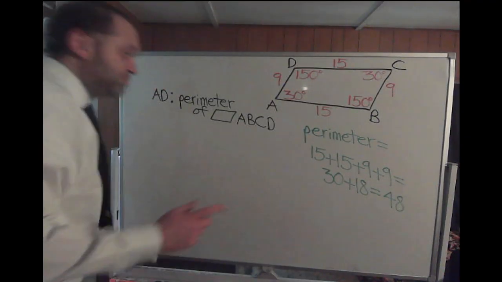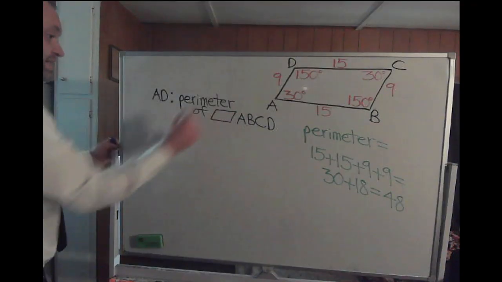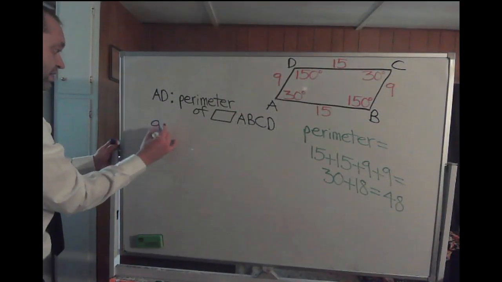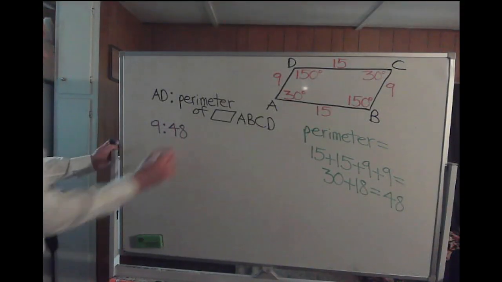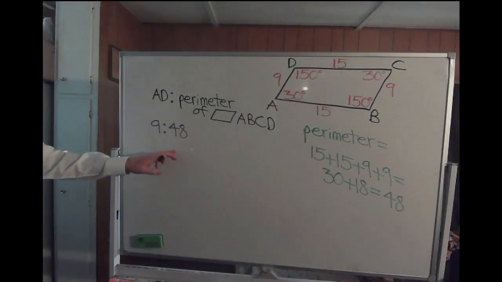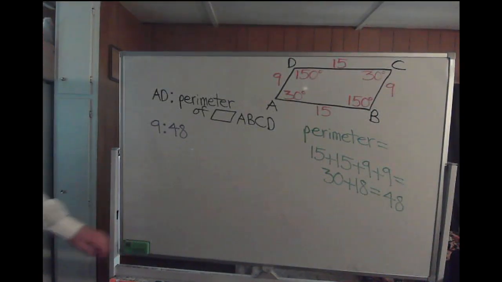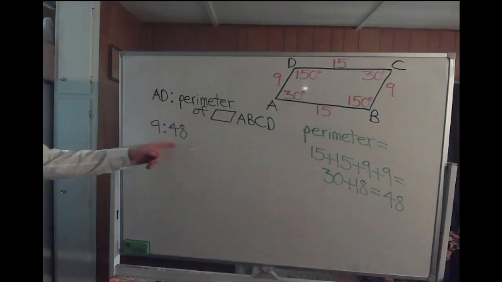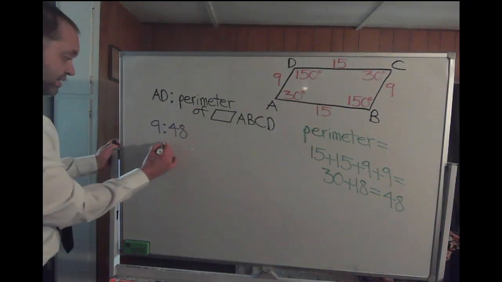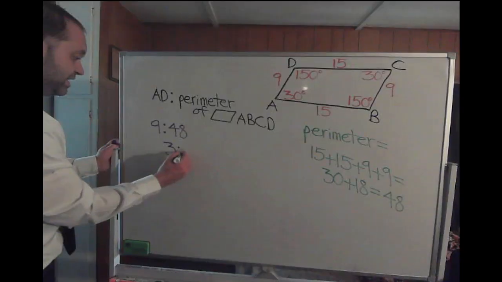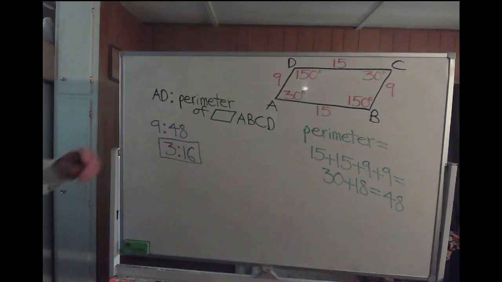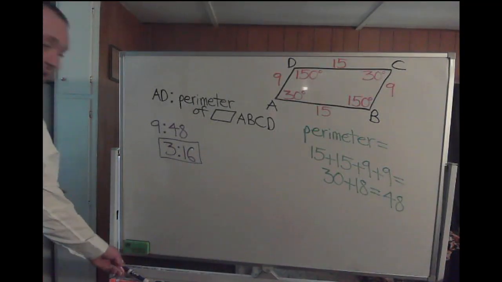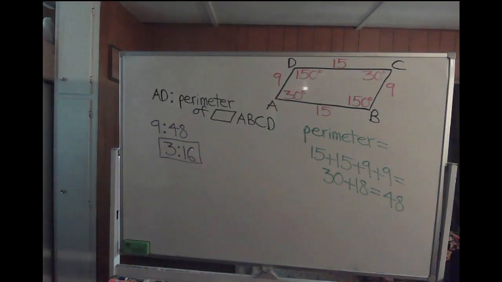So now that we found the perimeter, we know that AD has a length of 9 to your perimeter of ABCD, which was 48. So this is now in the ratio of 9 to 48. Well, how do we express that in simplest terms? Well, they both have a common factor of 3. This would be in the ratio of 3 to 16. So the ratio of AD to the perimeter of parallelogram ABCD would be in the ratio of 3 to 16.